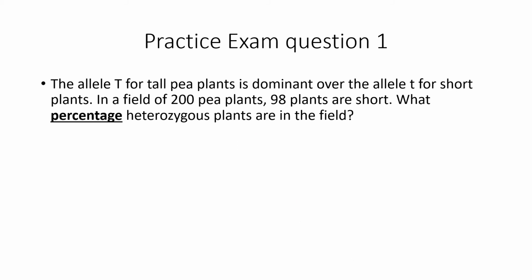So when it comes to questions like these, there's a lot of information hidden in the question. You've just got to be careful to make sure that you extract all that information. The allele for tall pea plants is dominant. Well, you should know capital letters are dominant, but I'm going to highlight it anyway. It says there are t for short plants, lowercase. We've got a population of 200. 98 of those plants are short. And then we've got to work out the question.